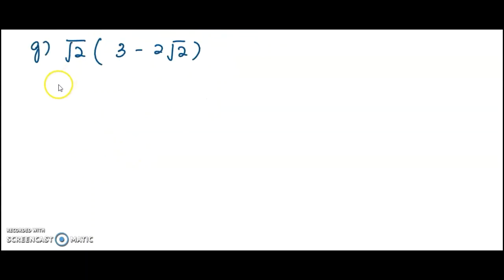Right, we have question G, example G. For this question, I would like to expand first. Surd 2 multiplied by 3 will be 3 surd 2. Surd 2 multiplied by 2 surd 2 will be negative. Okay, we follow the sign. Positive multiplied by negative, we got negative. And 2 is from here. Surd 2 multiplied by surd 2, I got 2.